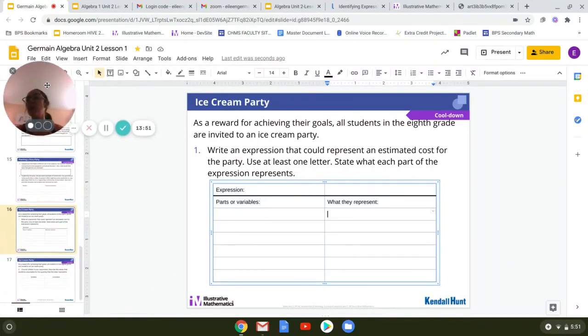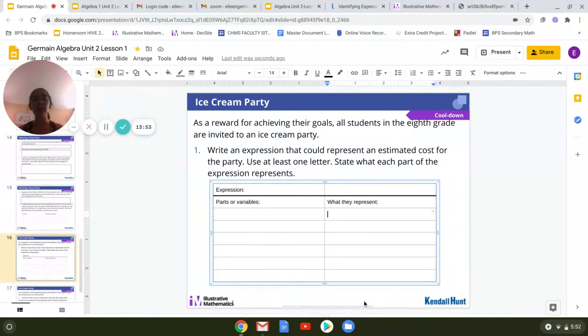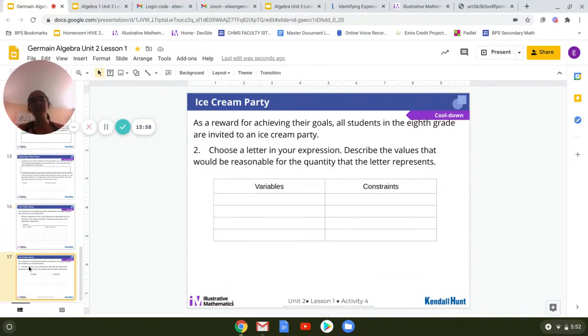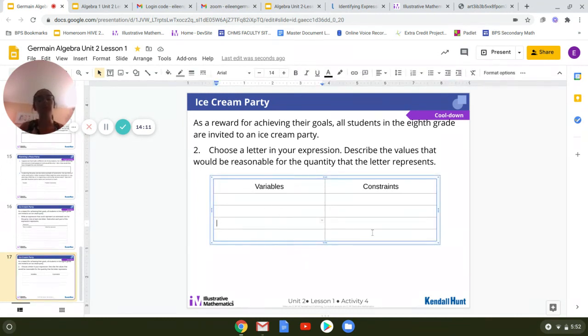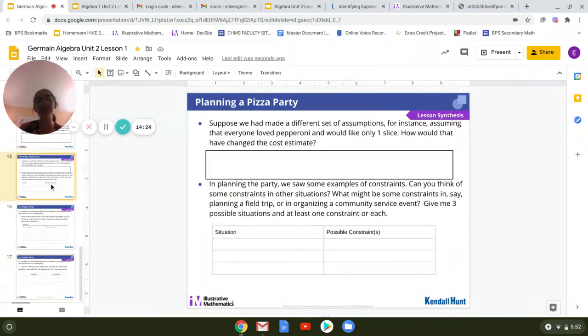Last piece you need to do is, there's going to be a link down here that you're going to use for prices. Last piece is 17. You're going to choose a letter for your expressions. Describe the value that would be reasonable for each of those variables. So you're going to talk about all the variables that you chose here, inserting rows if you need them, and talking about what are some reasonable values and or constraints. So I would write them as constraints, as inequalities for yourself.